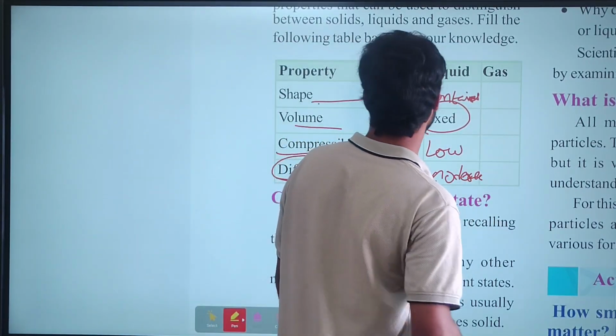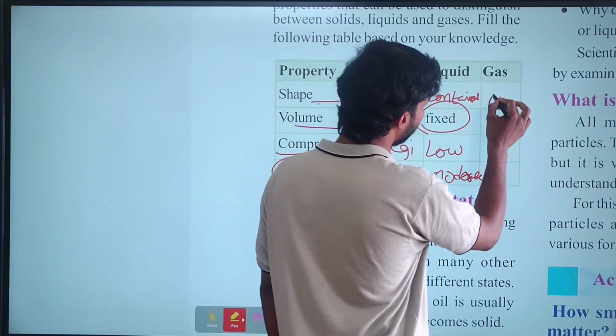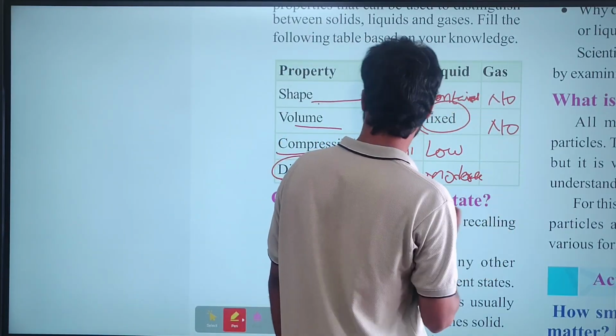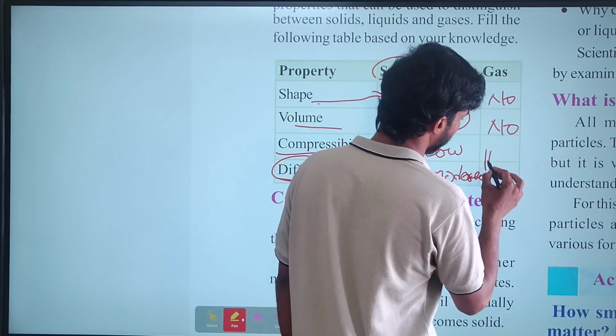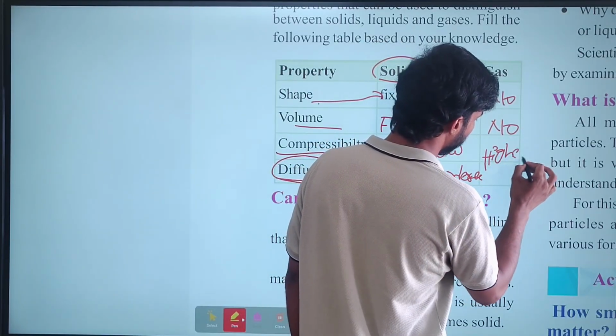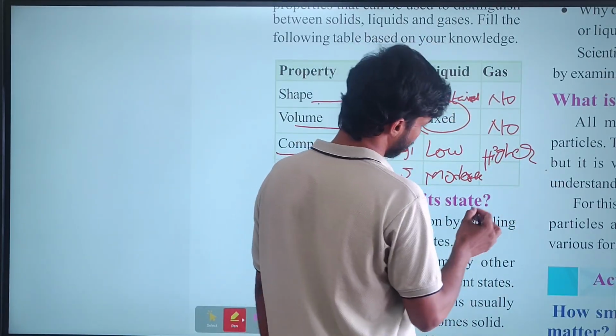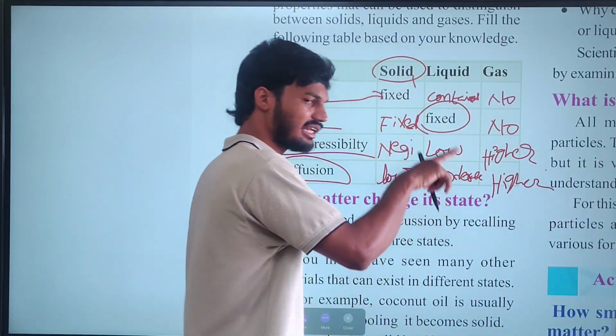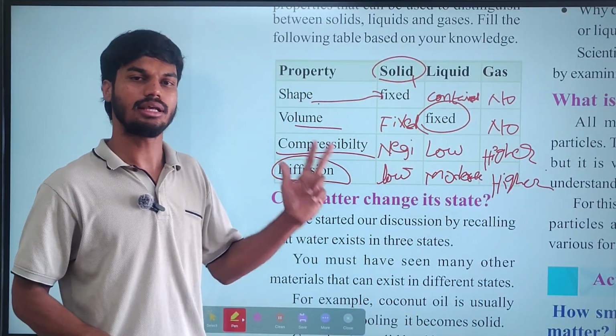And coming to gases, they have no fixed shape, no fixed volume, compressibility is higher, and diffusion is also higher. These were the major differences between the solid, liquid and gases.